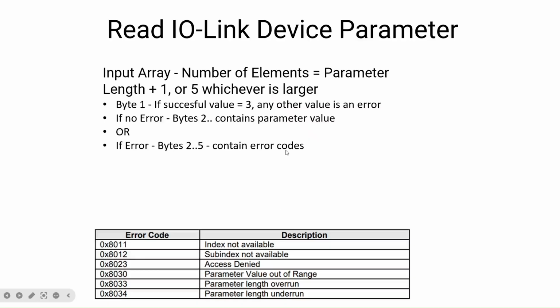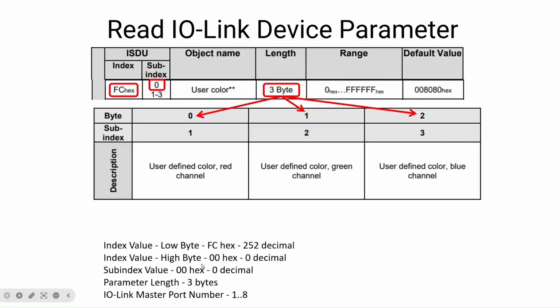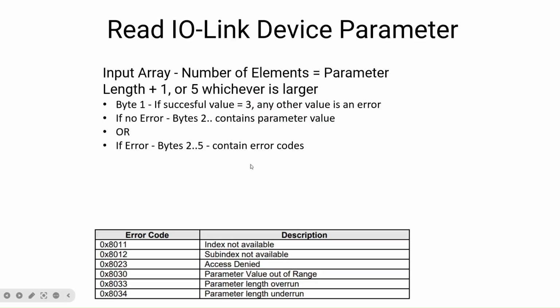Before getting into the instruction, we're going to need to create 2 arrays. We need to create an input array, and the number of elements of that array is the parameter length plus 1 or 5, whichever is larger. In this case, the parameter length was 3, so 3 plus 1 is 4. 4 is less than 5, so we need to make the input array 5.